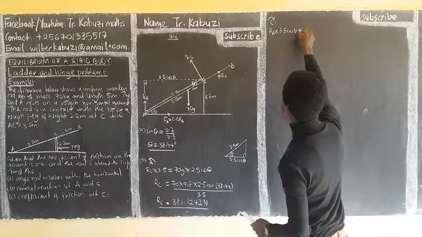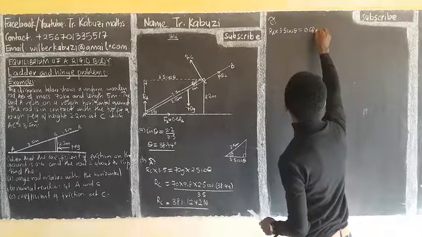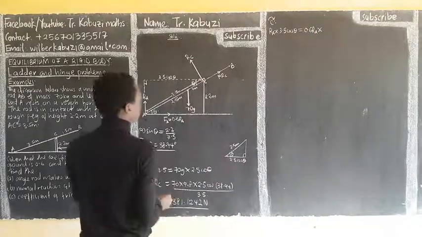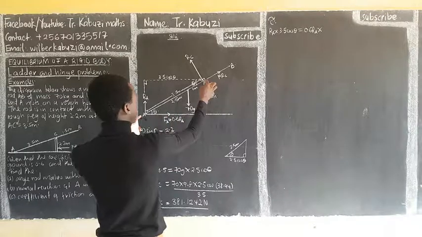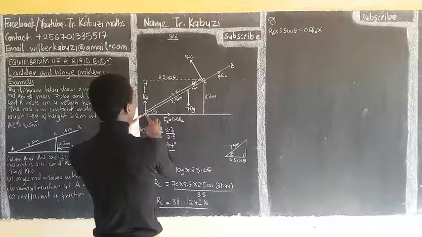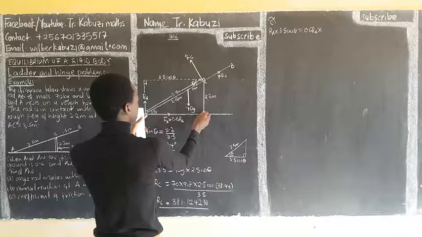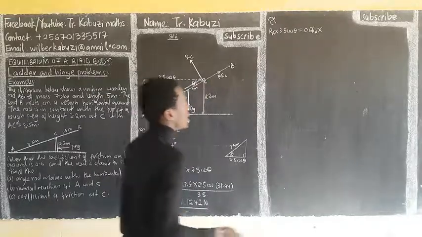This is going to be equal to 0.6 RA times its perpendicular distance from C. If I have this from here up here, the perpendicular distance for this force is this. Because this force is horizontal, its perpendicular distance is vertical, which is 2.2.